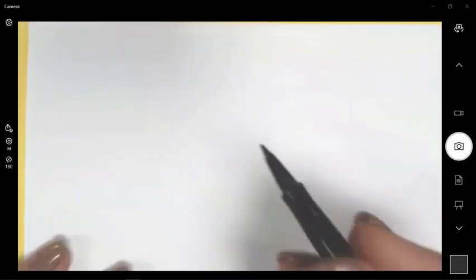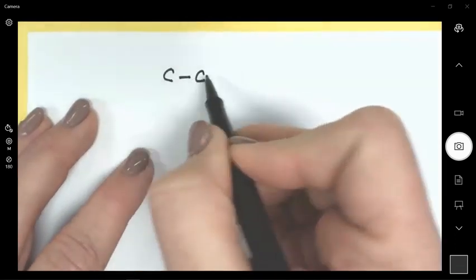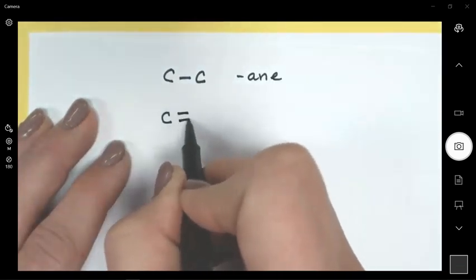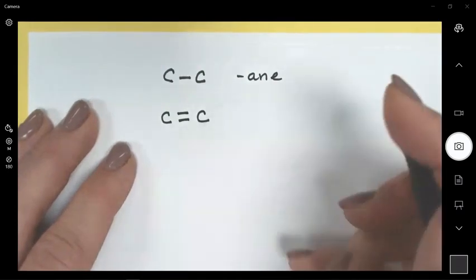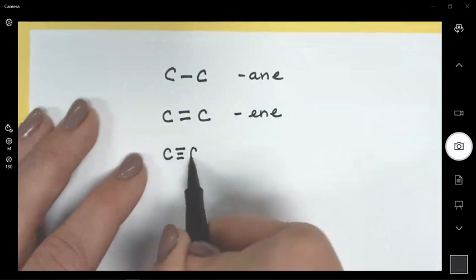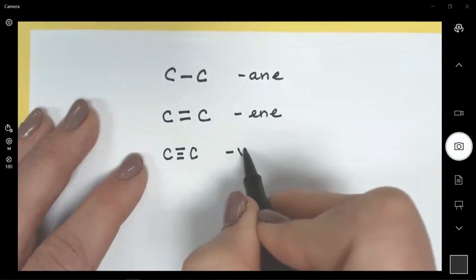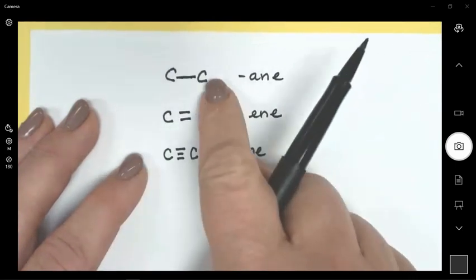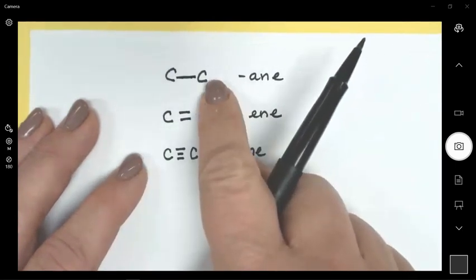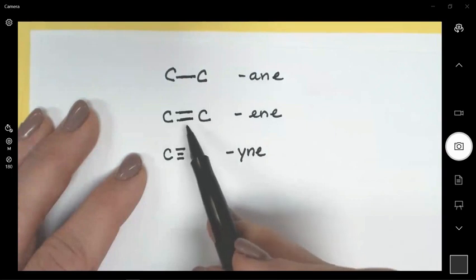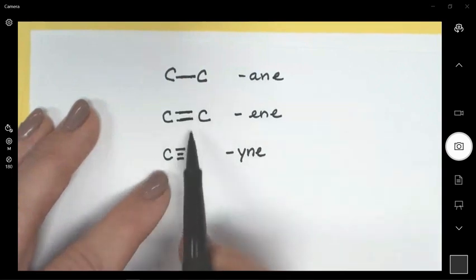So all of the carbon to carbon bonds are single, you're going to end it in ane. But carbon to carbon can have double bonds. If it's a double bond, you end in ene. And if it's a carbon to carbon triple bond, you end in yne. Now, a single bond is longer and weaker. A double bond is shorter than a single bond and stronger. And a triple bond is even shorter than a double bond and super strong.